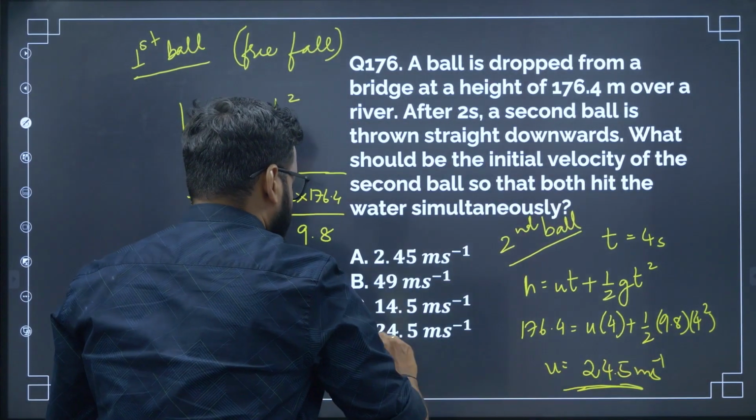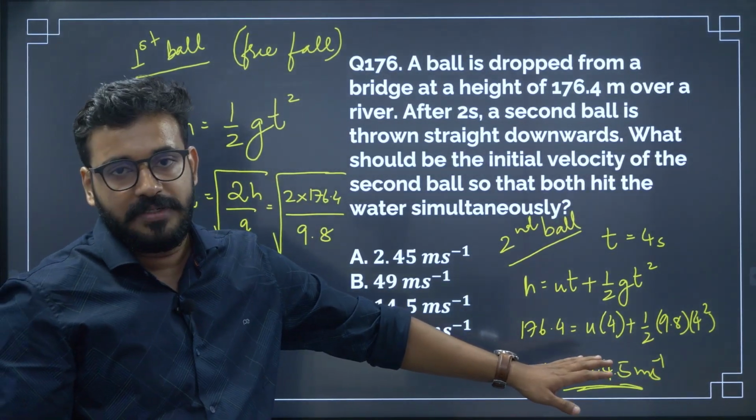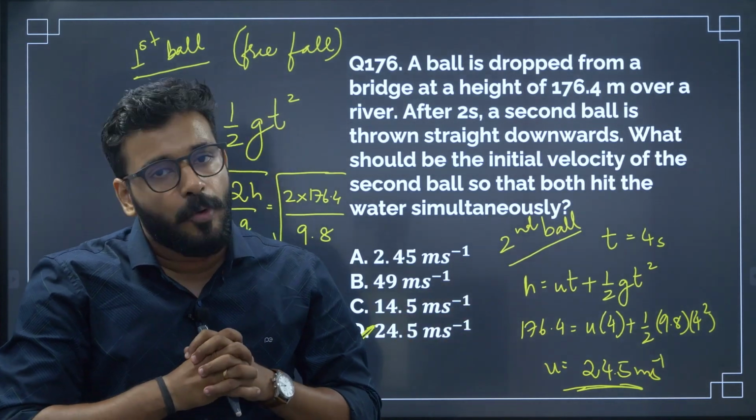The correct answer is option D. All right. So this calculation you can do it yourself. You can check it once again whether you are getting the correct answer. If at all there is any contradiction, please let me know in the comment section.